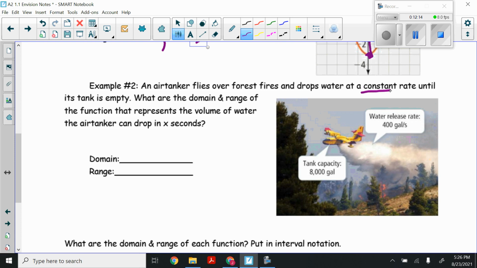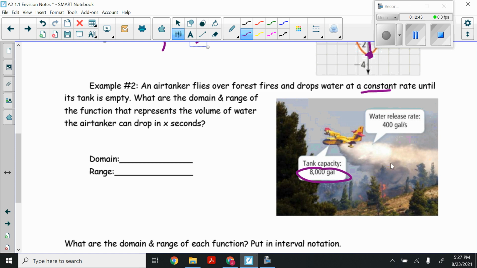So let's think about our domain, right? We're talking about water that we're releasing per second, right? So our domain is the time that it's going to take to release all of the water. So our range is how much water we have, right? We see right here we have 8,000 gallons, okay? So we have up to 8,000 gallons.